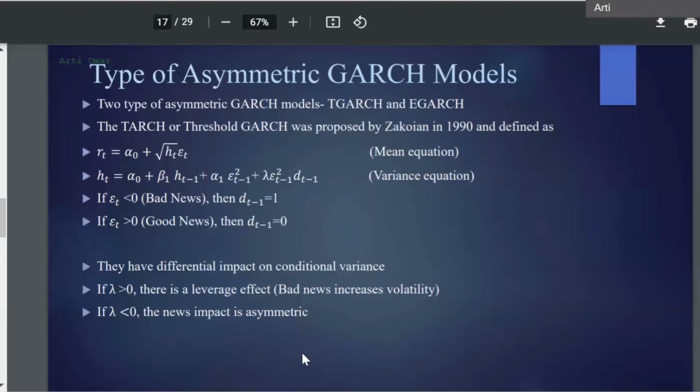That is lambda multiplied by epsilon squared t minus 1, d t minus 1. This term will be capturing your asymmetric effect.